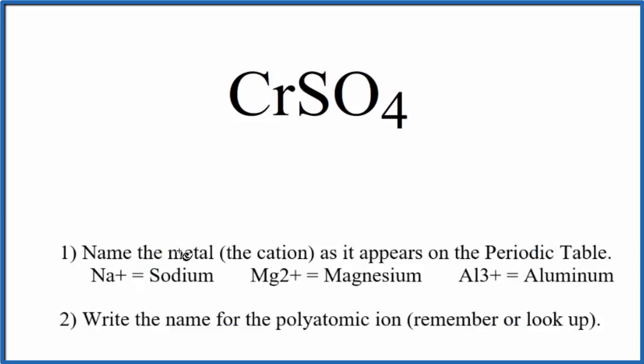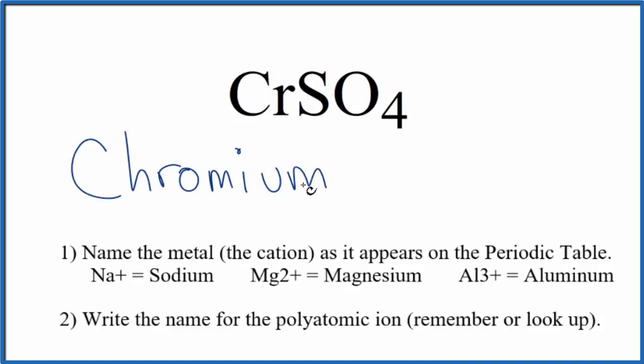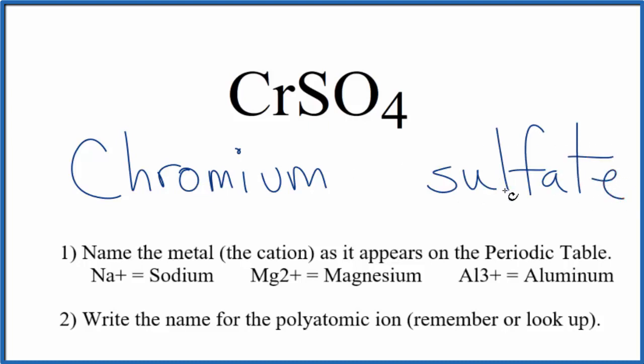We first write the name of the metal. That's the Cr, chromium. Then we write the name for the polyatomic ion. This is the sulfate ion. So we write lowercase s. And so far, we have chromium sulfate is the name for CrSO4.